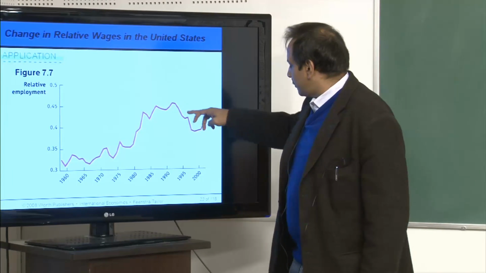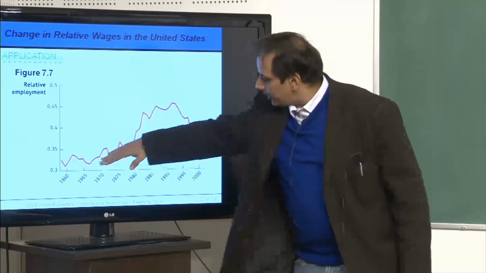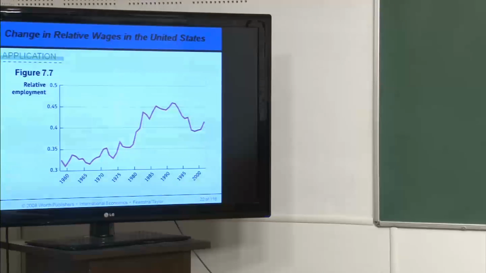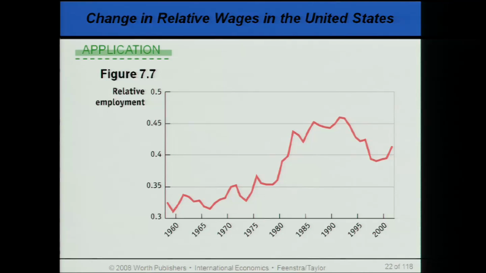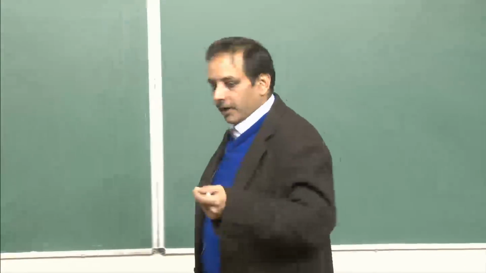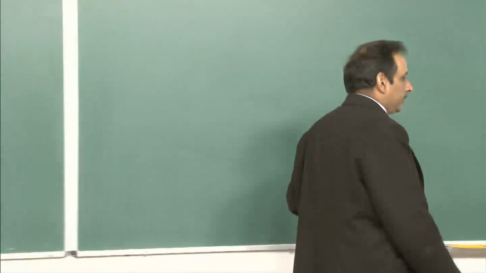It had come down from the 90s, but again, if you fit a regression line, it will show an upward trend. So, two things: wages have gone up, and the demand for labor has gone up as well. This would mean that there will be a rightward shift of the demand curve for labor, which can explain an increase in the wage of the skilled labor in the US.